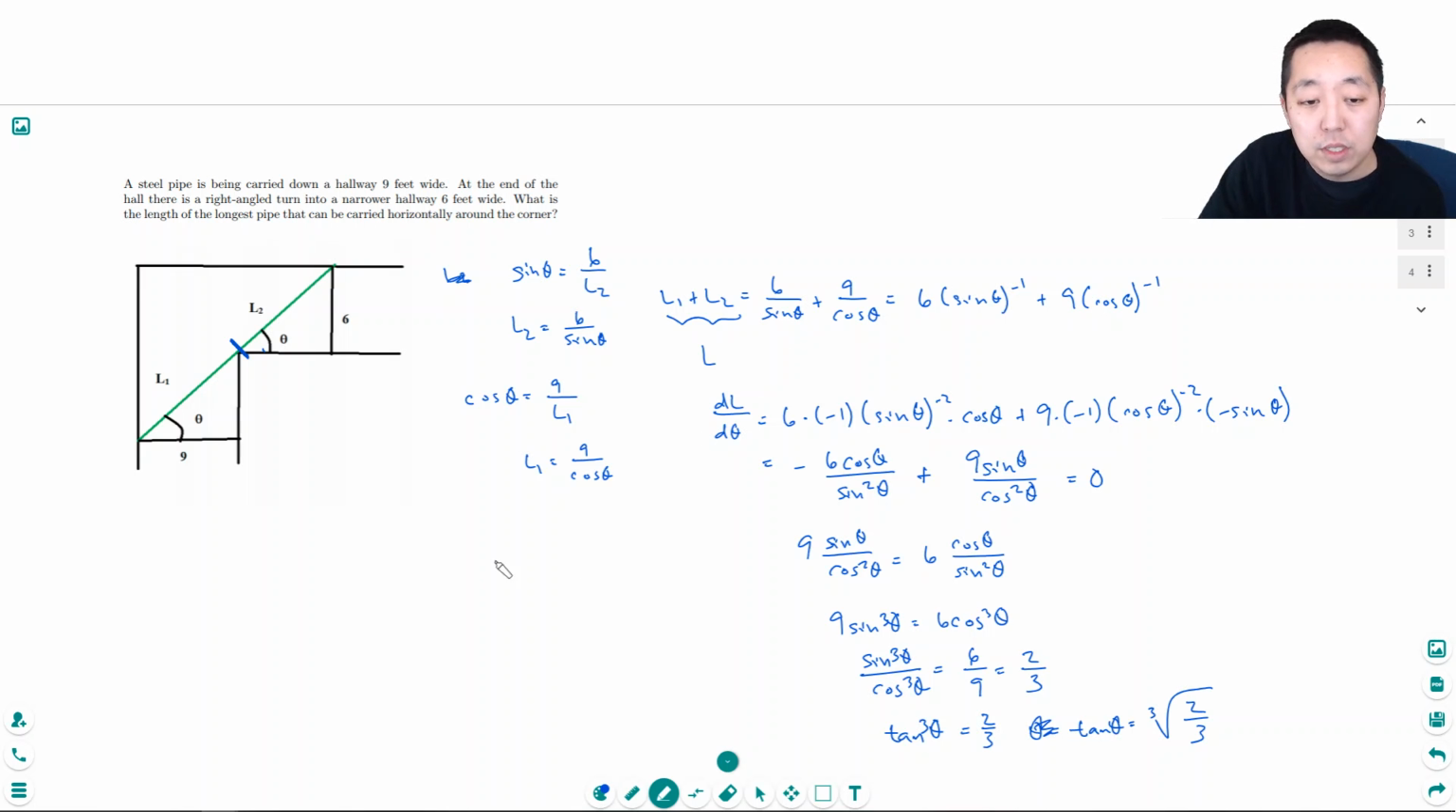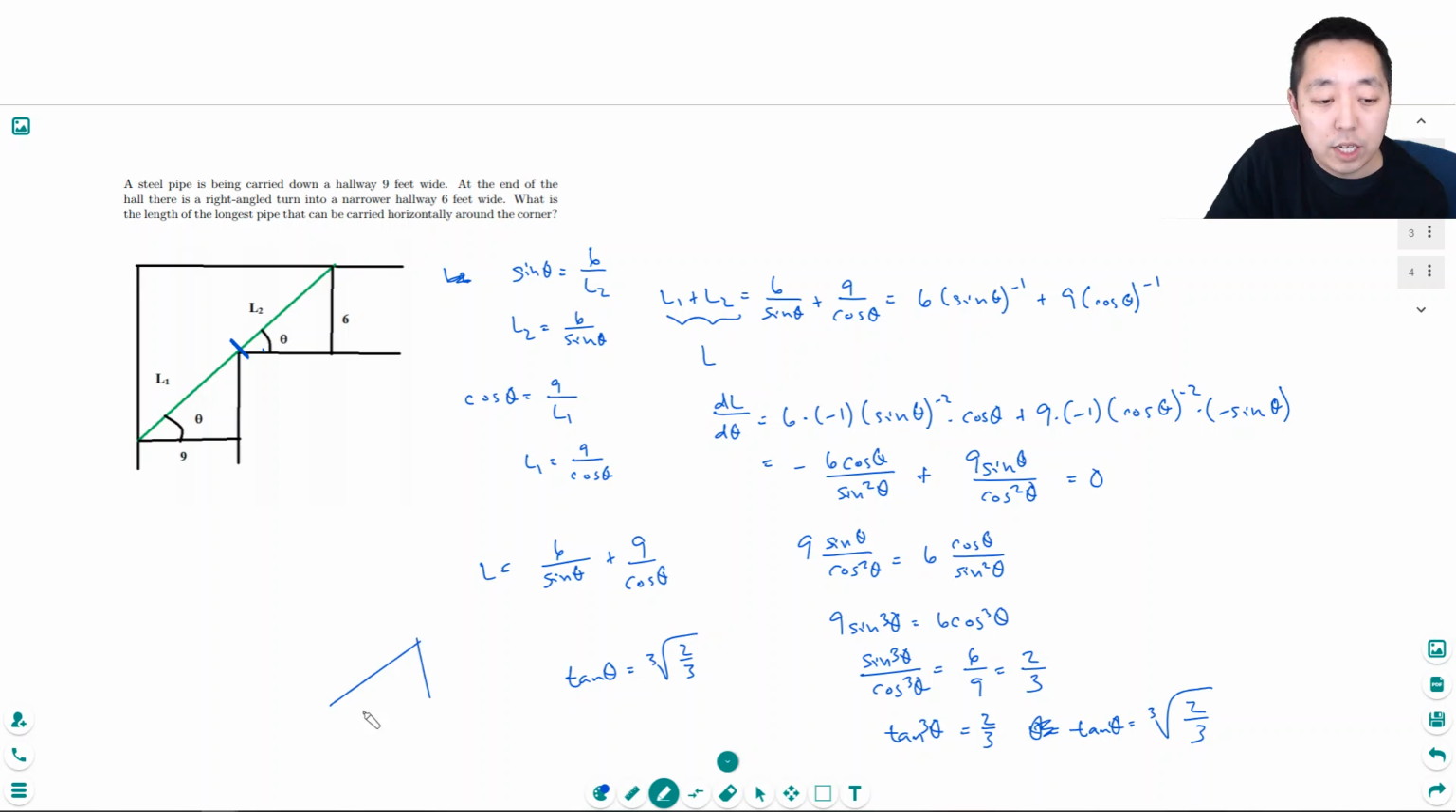Okay, see that? So L, which is 6 over sine theta plus 9 over cosine theta. Well, I know tangent of theta is equal to cube root of 2/3. The way you do this conversion to sine and cosine is I draw a triangle and say this is theta. I say tangent, which is opposite, is cube root of 2 over adjacent, which is cube root of 3.